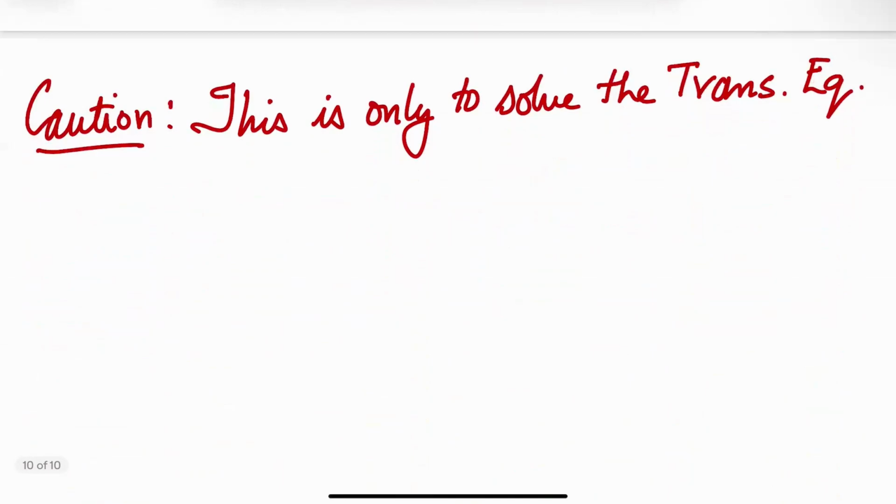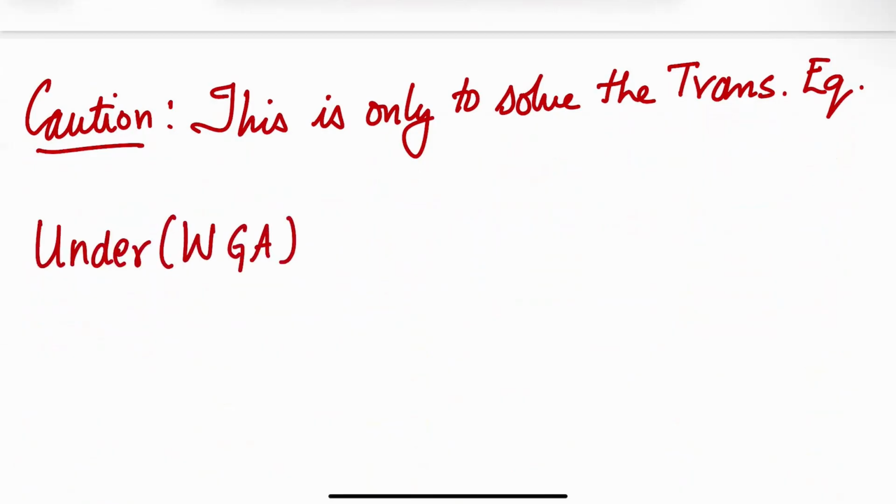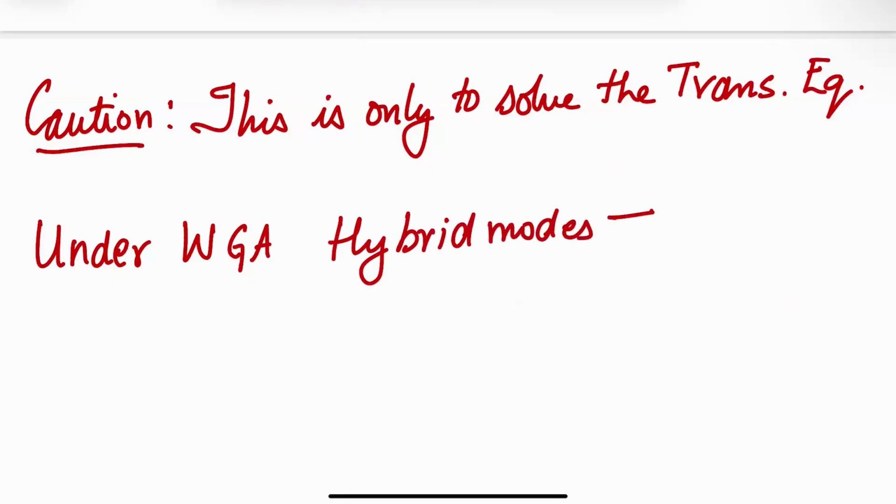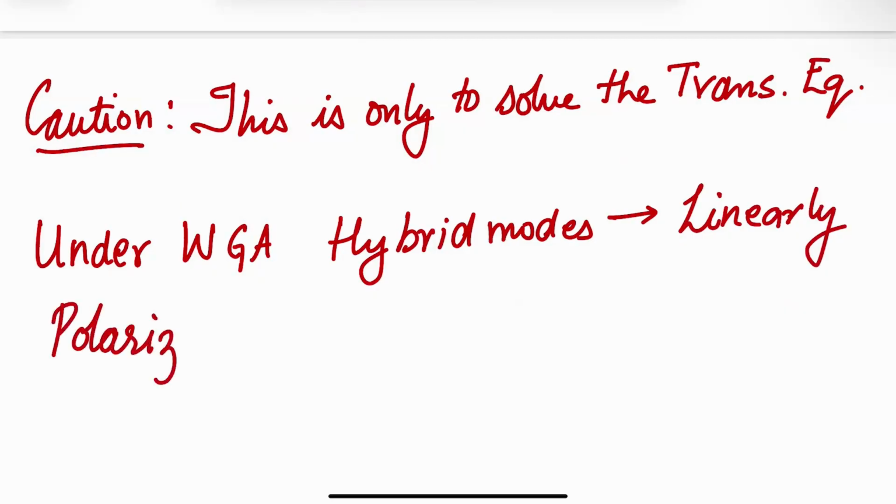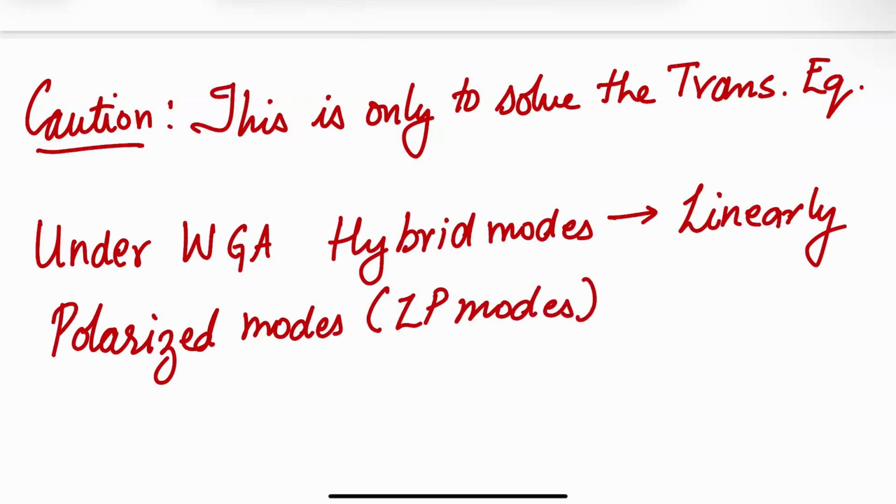Okay, so under this approximation, under the weakly guided approximation, hybrid modes reduce to linearly polarized modes. Sometimes these are called the LP modes. Okay, so why is that?